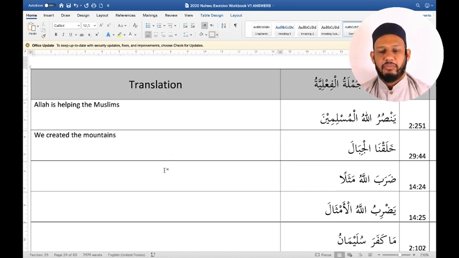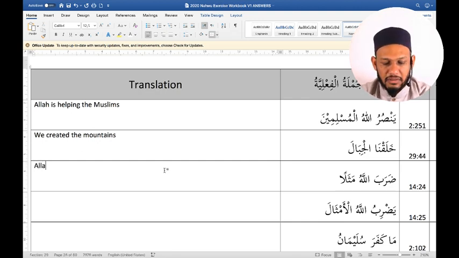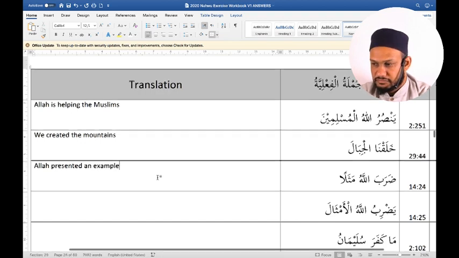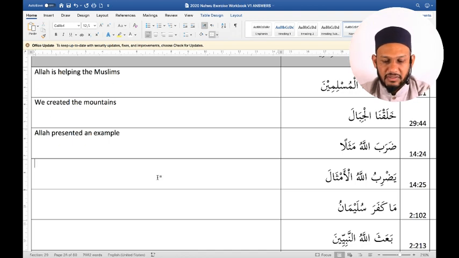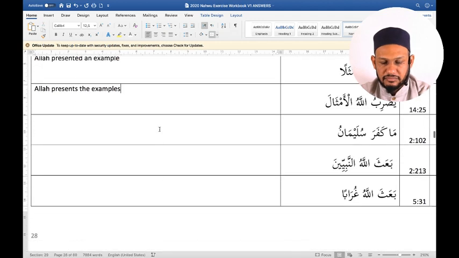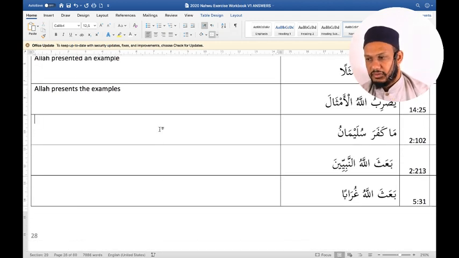Next one. ضرب الله مثلا. ضرب again here means hit, to strike, to present. Allah presented. The word Allah is the fa'il. مثلا is maf'ulun bihi. An example. Next one. يضرب الله الأمثال. يضرب means presents, is presenting. And the fa'il there is the word Allah. Allah presents the examples. Okay.